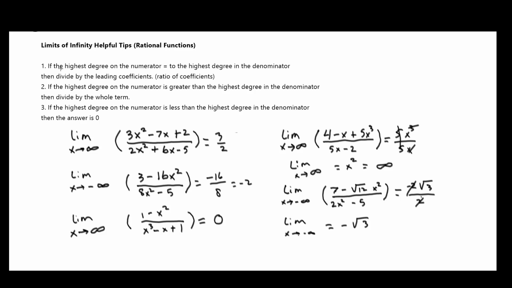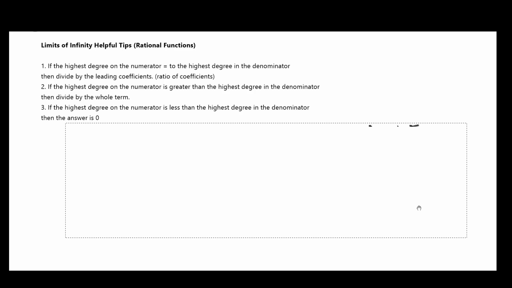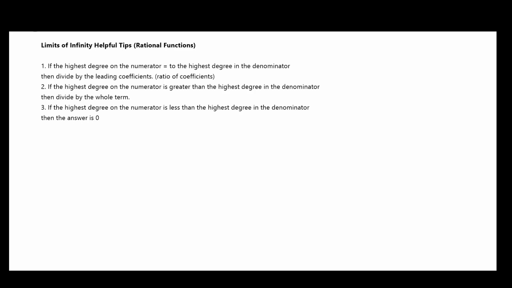So, pretty easy. Just make sure you try to identify the highest degree in both your numerator and denominator, and figure out which one of these rules best applies. Now we're going to go over a couple examples where there's a radical in the numerator. Pretty much when you have a radical in the numerator, or even in the denominator, you can use the same rule system.